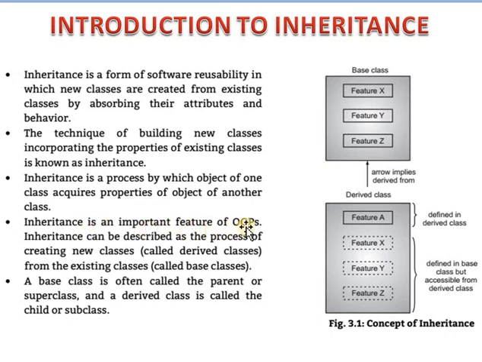Inheritance is an important feature of object-oriented programming. Inheritance can be described as the process of creating a new class, which we call a derived class, from an existing class, which we call a base class. Inheritance is the process of deriving a new class from an existing class. The new class is called a derived class, child class, or subclass, and the parent class is called a superclass or the base class.